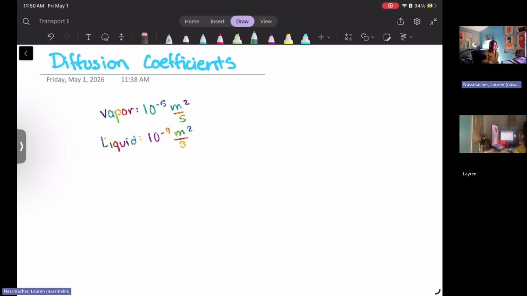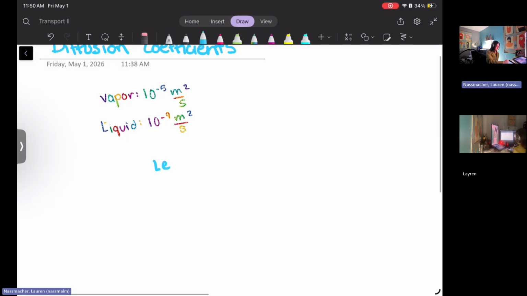Sometimes you'll run into a case where you need to determine the actual diffusion coefficient. There are a couple ways you can do that. One is the Lennard-Jones potential. Now, this Lennard-Jones potential looks at the intermolecular forces in a vapor to help you determine that diffusion coefficient.